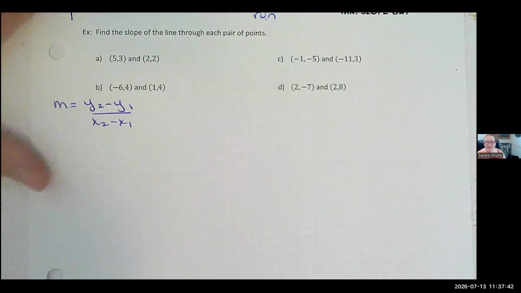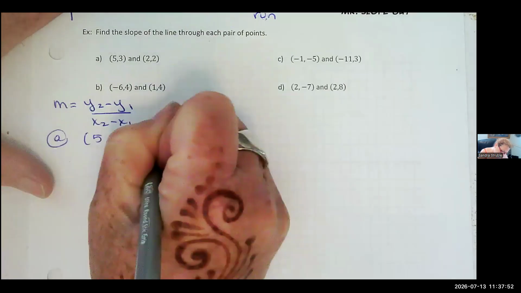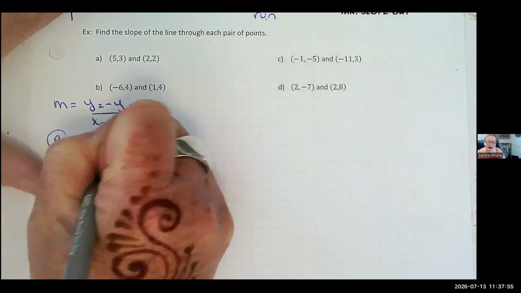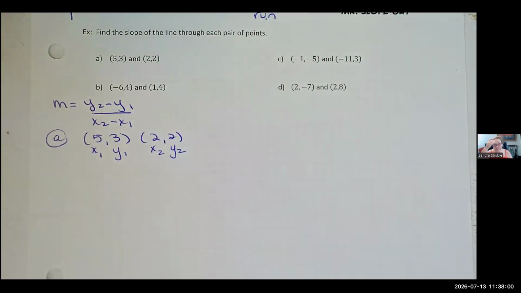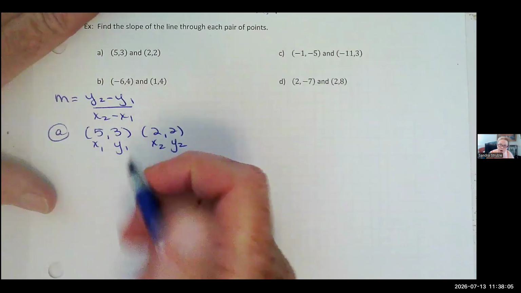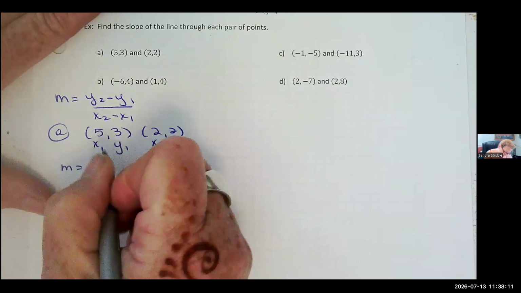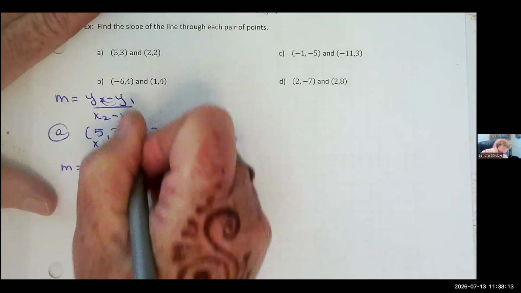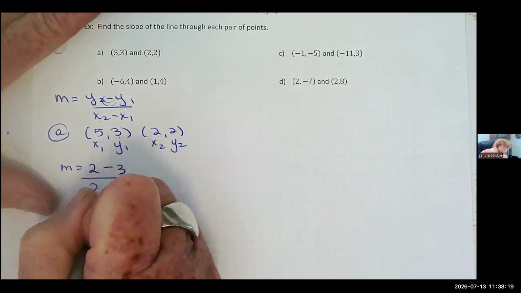I do not expect you to have it memorized. Support yourself. I'm going to start with A, and that is (5, 3) and (2, 2). I'm going to label x1, y1, x2, y2. Does it matter which one is point 1 and which one's point 2? Nope. All that matters is that you label them, be consistent, and use it exactly as it is when you're plugging it in. So we're going to start with y sub 2, which is 2, minus y sub 1 is 3, over x sub 2 is 2, minus x sub 1 is 5.